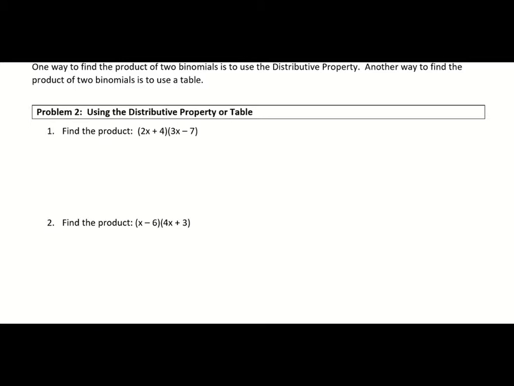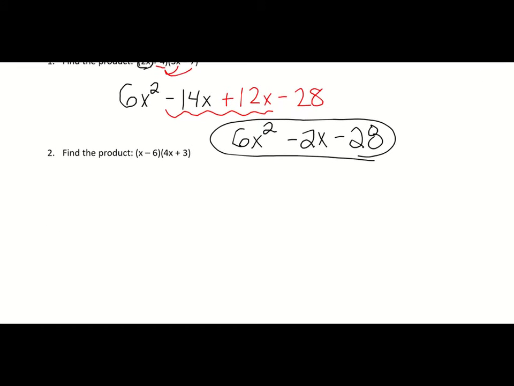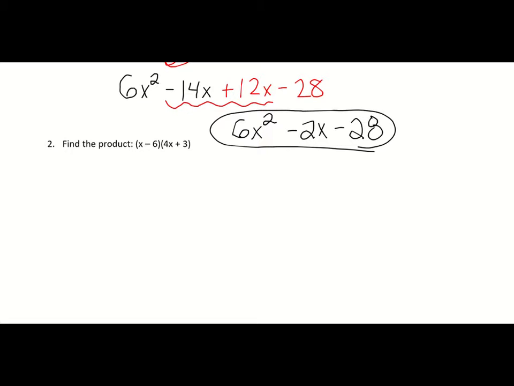Let's take a look at one more on this page. Number 2, we want to find the product of x minus 6 and 4x plus 3. So what we're going to do, we need to distribute everything from the first binomial to everything in the second binomial. So the x needs to be multiplied with 4x and 3. X times 4x would make 4x squared. X times 3 would make 3x.